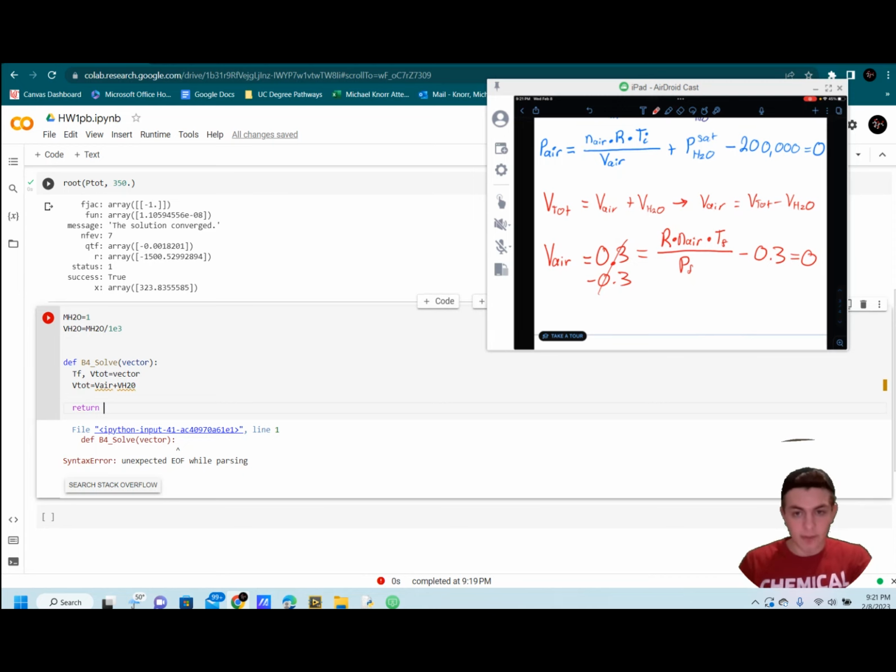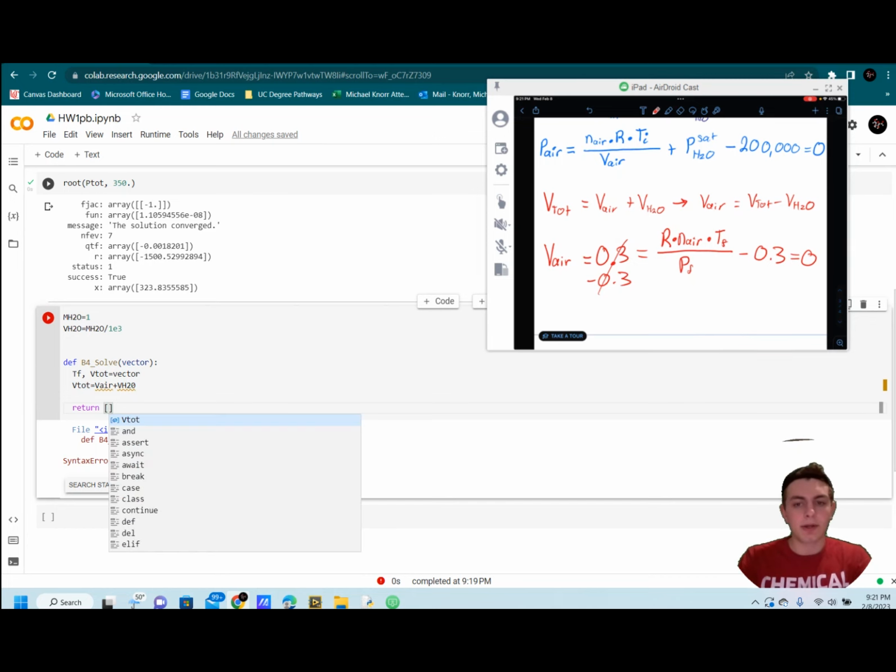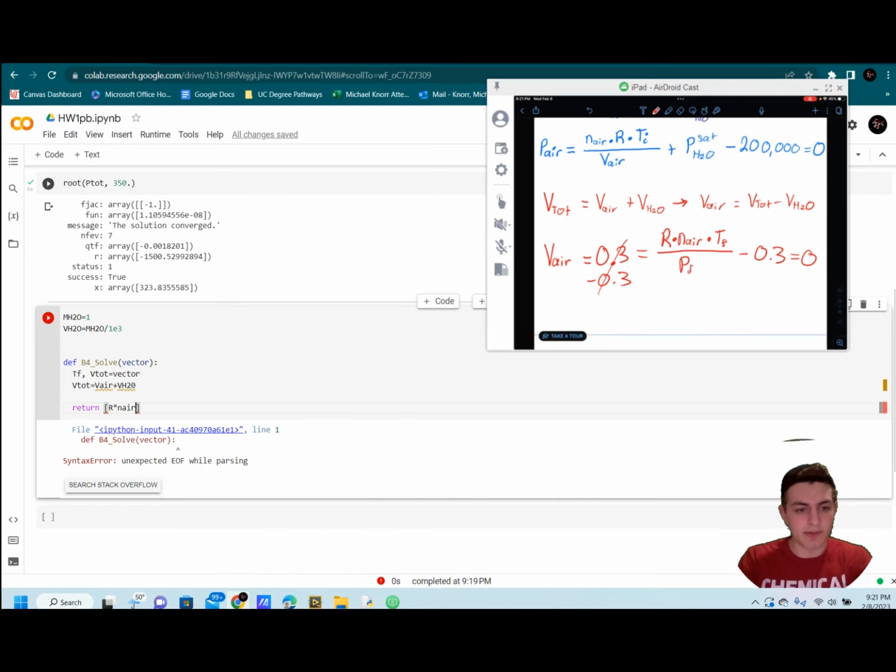Well, we need to return both of our functions here. So the first function will be the ideal gas constant multiplied by the moles of air multiplied by the final temperature, all of this divided by the final pressure. Or we could rewrite this even as P total as a function of T.